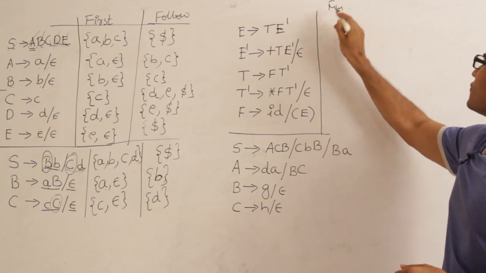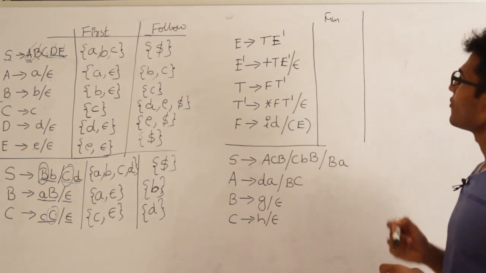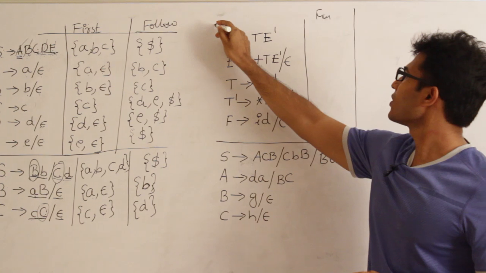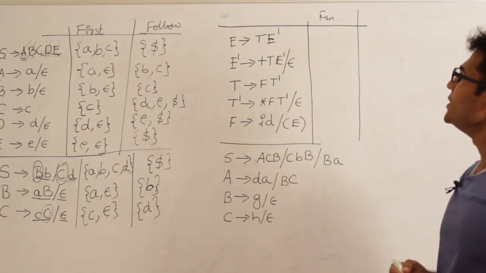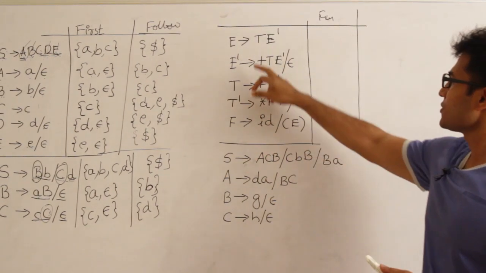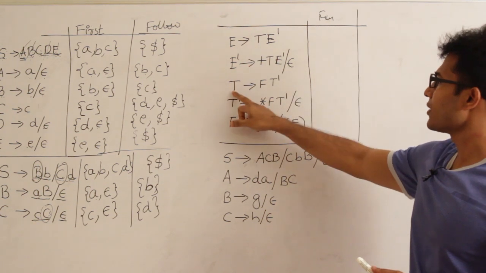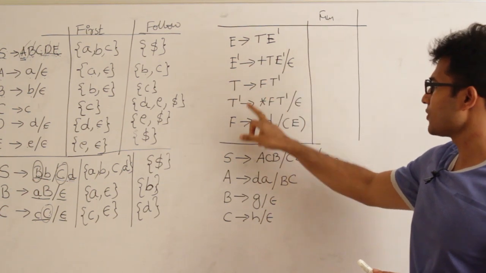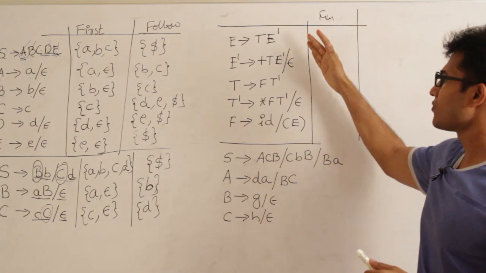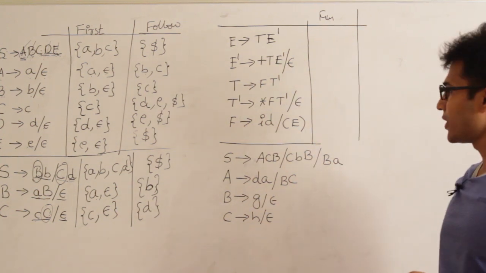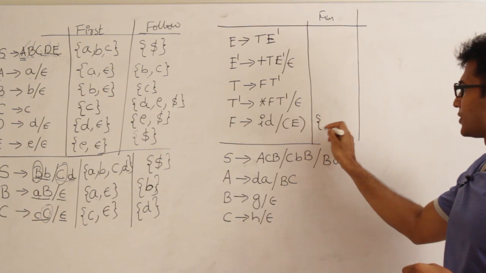So let's take first of, I want to find out what is the first of E. E is the start symbol, right? First of E is nothing but first of T. Therefore, I have to go to T. First of T is nothing but first of F. Therefore, I will go to F. So let me find out what are the easy productions, and I will find first of them first.